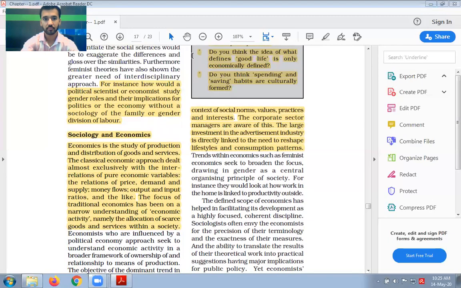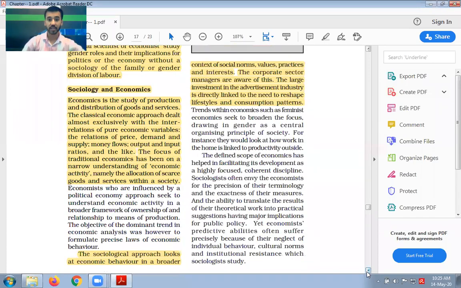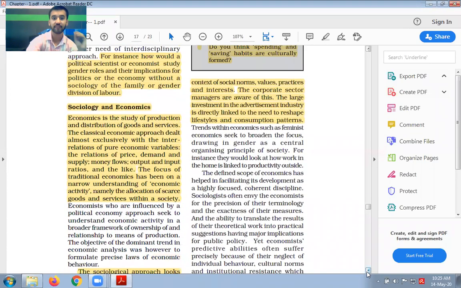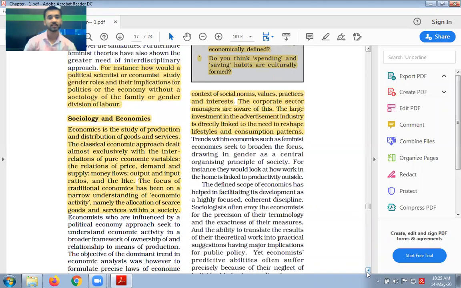Okay, so this is what I was making you understand, right? So I'm sure you are realizing, you are understanding the connection between sociological and economic, right? I've already told you that sociology understands society in a very broad context, in which we try to understand the social norms, the values, practices, and interests of the people, right? Isn't it like that? It is definitely like that. I was giving you the example of companies that give their advertisements, and how they try to understand the culture, values, norms, and interests of the people, right?